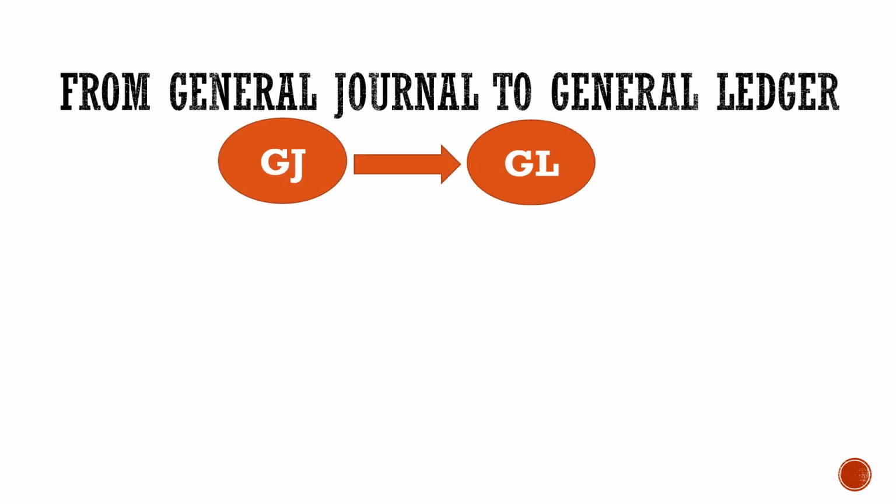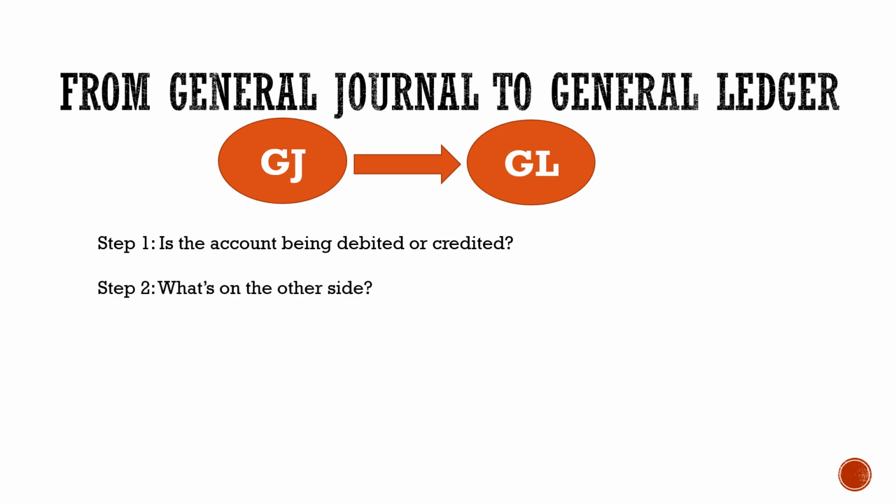Now, we will look at posting the information from the general journal to the general ledger. We will follow these 3 steps. Step 1, is the account being debited or credited? Step 2, what's on the other side? And step 3, we record the date.